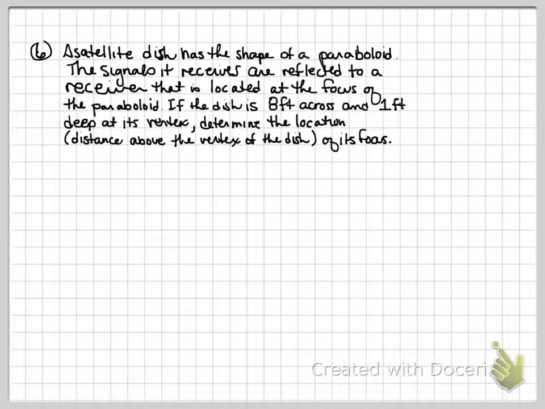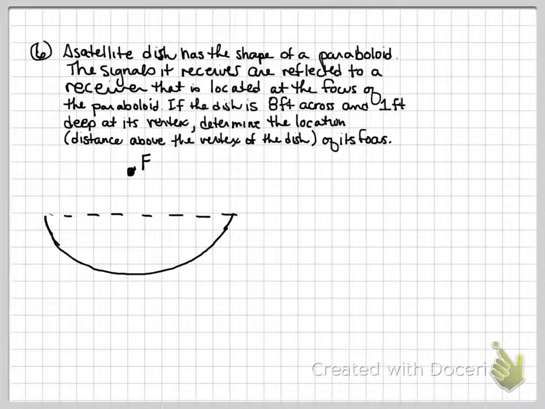Okay, let's try this one again. So, if you're fast, you saw the whole work, but it doesn't help you unless I explain how to do it. So we have a satellite dish, and I'm just going to kind of sketch it right here. Now it tells you that the satellite dish is in the shape of a parabola. It receives a signal. The signals it receives are reflected to a receiver that's located at the focus of the parabola. So focus would be somewhere up here. Now it doesn't matter what orientation the parabola is because everything's going to come out the same. And it tells me that the dish is 8 feet across. So right here it's 8 feet across. And it's 1 foot deep.